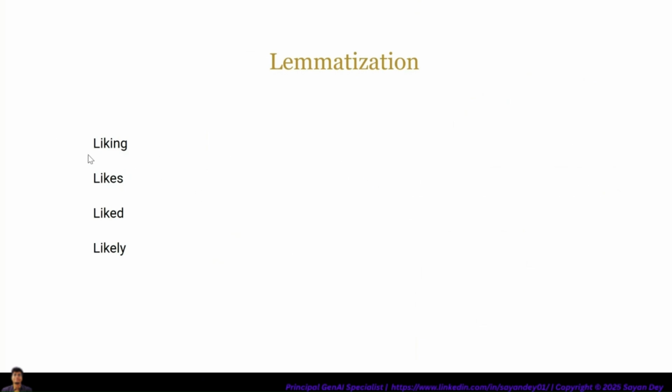because otherwise what will happen, you will end up getting individual columns for these words. So for liking, you will have a separate column. You'll have separate tokens, right? They'll be treated as separate tokens, but it's not needed, right? Because they're all referring to the same base word.